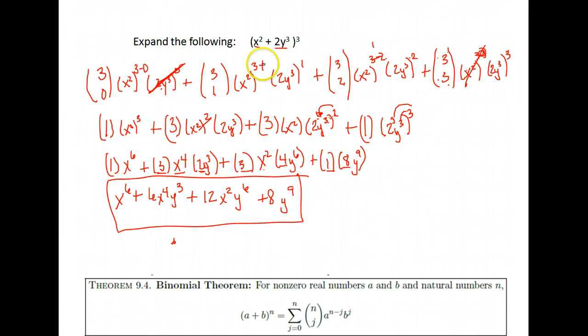Now, if I had had a subtraction sign here, my signs would alternate like they did on the last one. I'd have a positive, negative. Okay, so you'll want to watch for that. Anytime you have subtraction in the middle there, you should have some negatives in there, and they actually should alternate. You should start positive, negative, just to double check your work. But this is what our expansion would look like. X to the 6th plus 6x to the 4th y to the 3rd, plus 12x squared y to the 6th, plus 8y to the 9th.